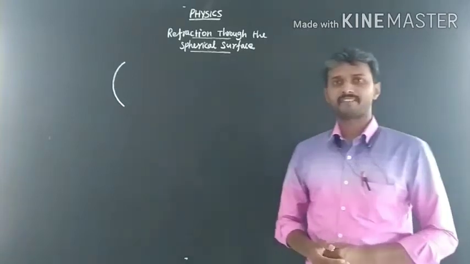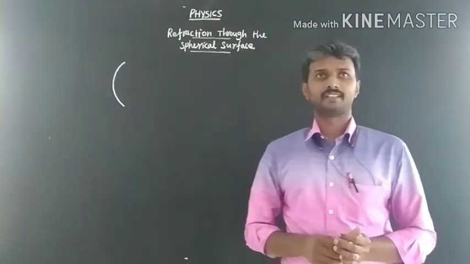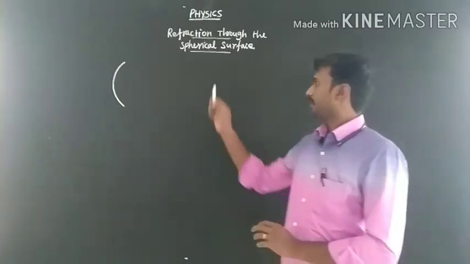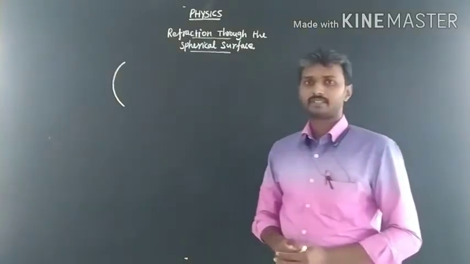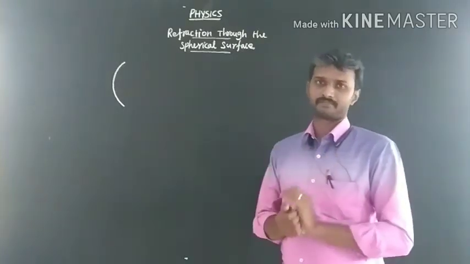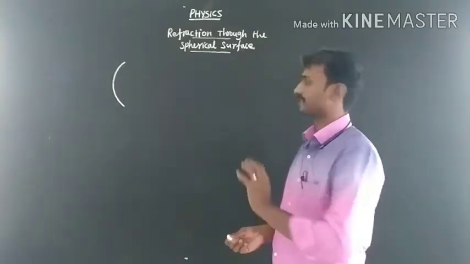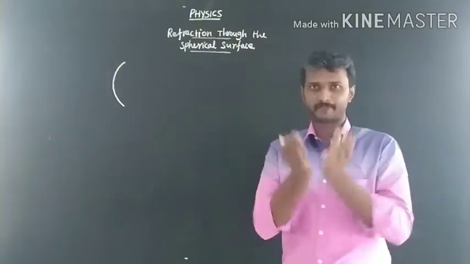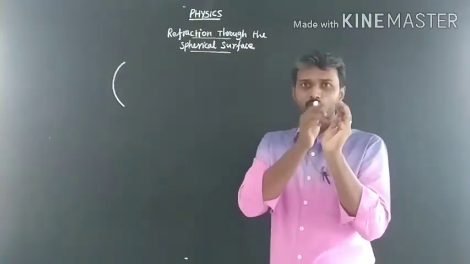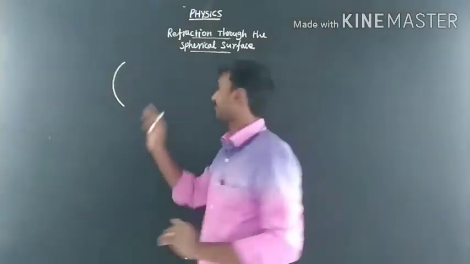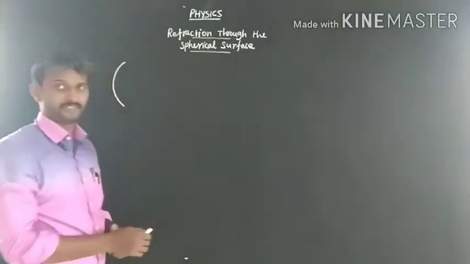Spherical surfaces means just like a glass bubble. A small part of a sphere is known as a spherical surface. It means a small part of a glass sphere, just like a bubble shape, and its surface is known as a spherical surface.